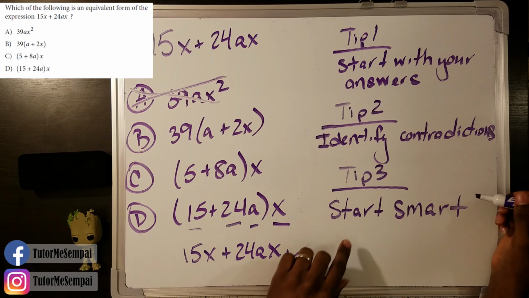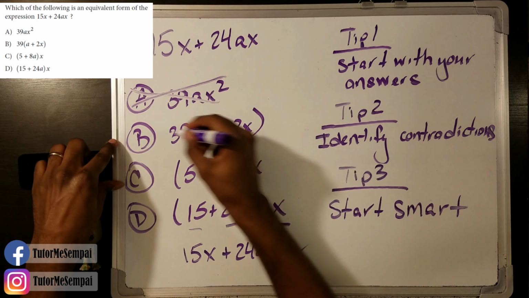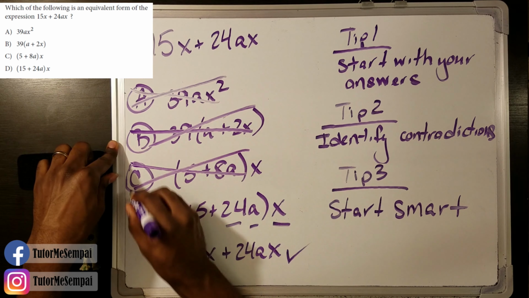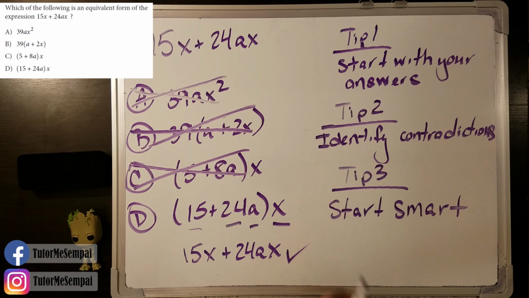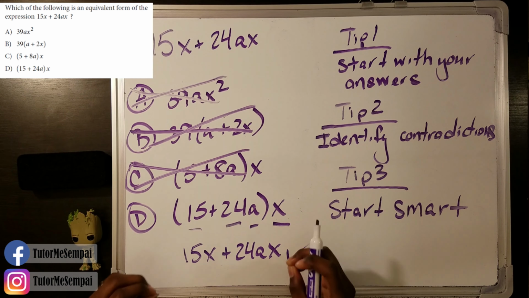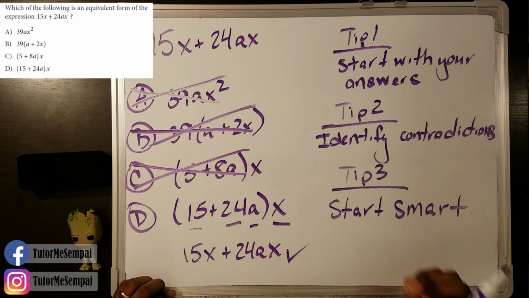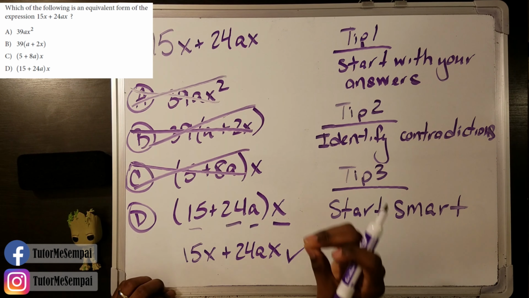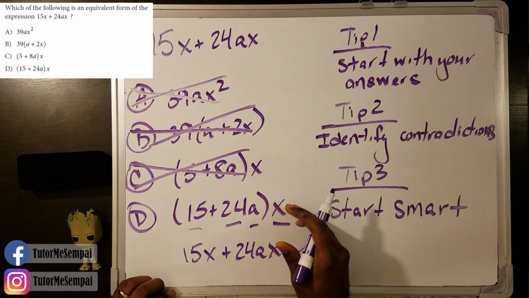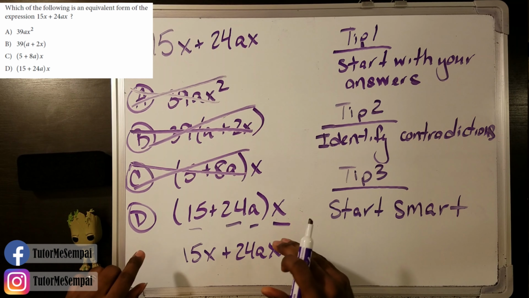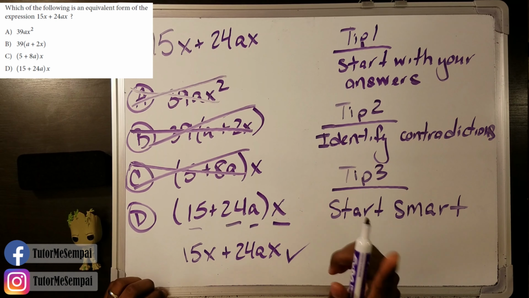So you see, by starting smart, we didn't even have to eliminate B and C. D jumped out at us, so we immediately tried to identify any contradictions in that answer. If there is none, you've found your answer. You can stop there. If you find a contradiction, then you move on to the next one. But start smart. Don't work too hard going from top to bottom because your answer could very well be the last choice. Let's do one more example.